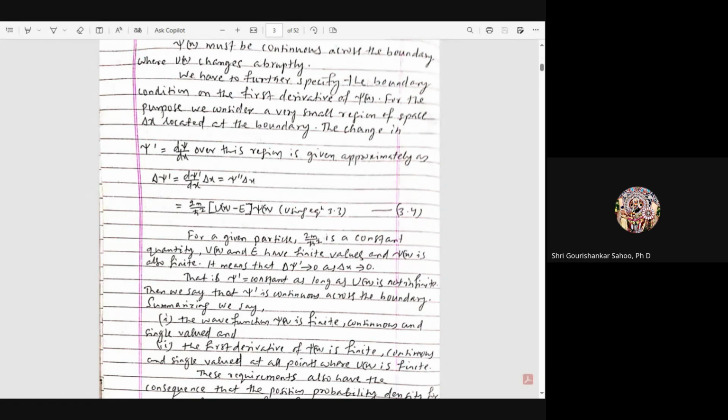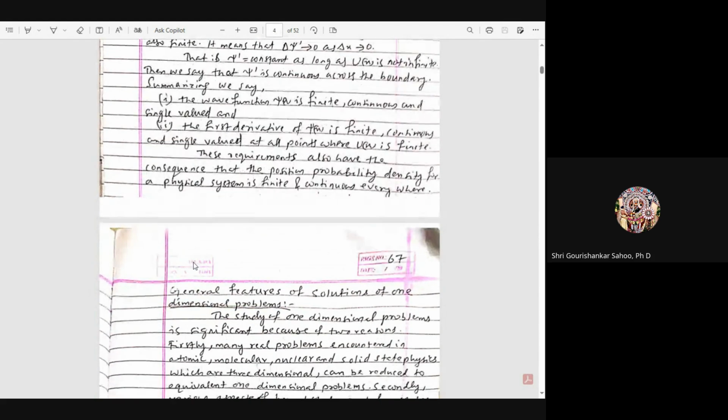So psi dash is equal to constant as long as U is not infinite. Then we say that psi dash is continuous across the boundary. So we can summarize all these concepts, and we can say that the wave function psi is finite, continuous, and single valued, and the first derivative of psi is finite, continuous, and single valued at all points where U is finite.